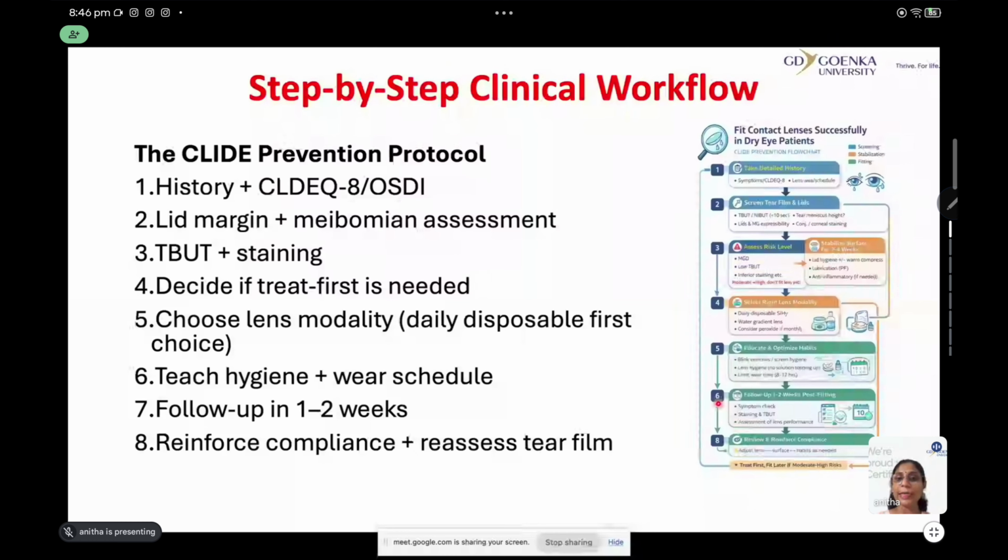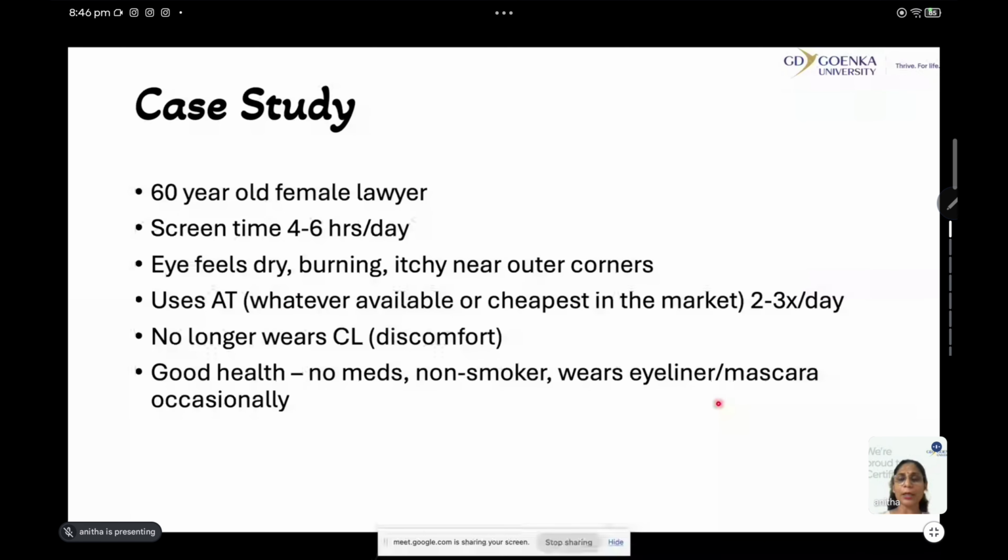Then you have to choose what kind of lens modality is most appropriate for your patient. So daily disposable is the first choice, even if you notice there is mild signs and symptoms of dry eye. Teach hygiene and the wearing schedule, and follow up in 1 to 2 weeks if it's a neophyte contact lens wearer. Reinforce compliance and reassess tear film during every follow-up visit. Okay, I'm going to go through a quick case study for you to understand better.